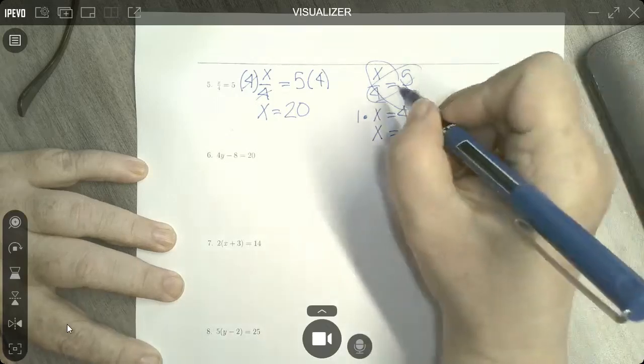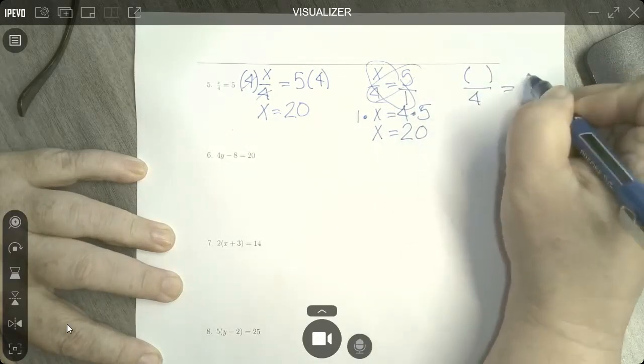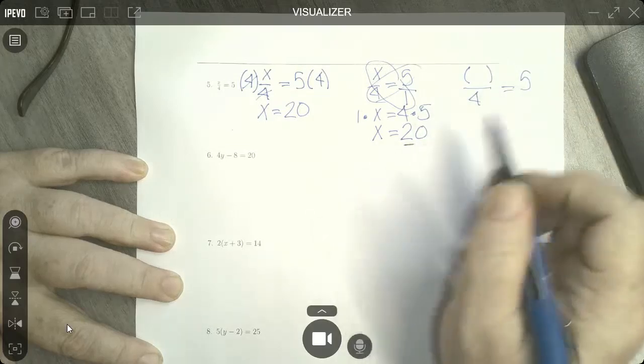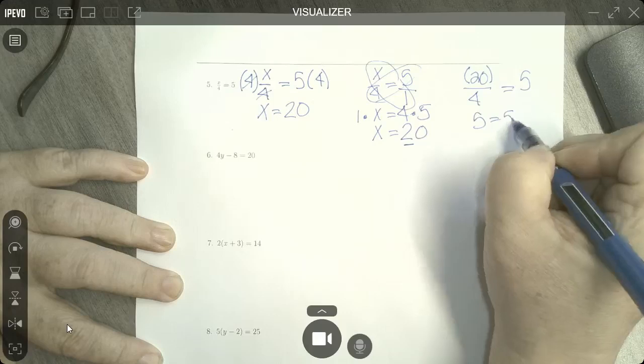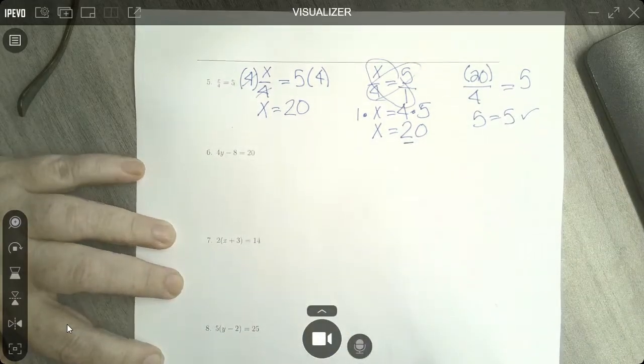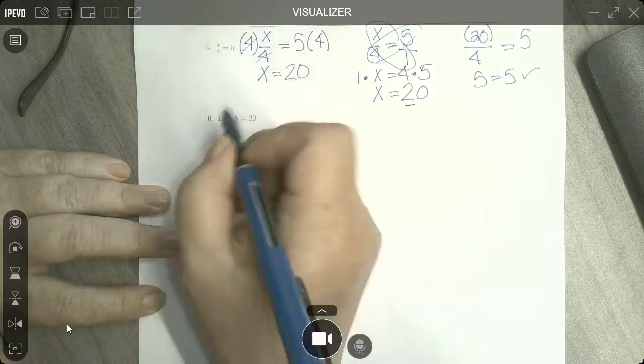But let's check it. So I have parentheses over 4 equals 5. Well, we think our answer is 20. Well, 20 over 4 is 5. Yay! We did that one correct too. That's pretty cool. Let's look at the next one.